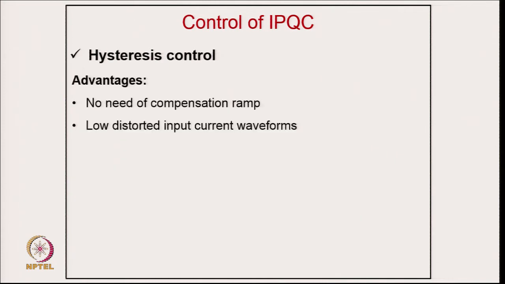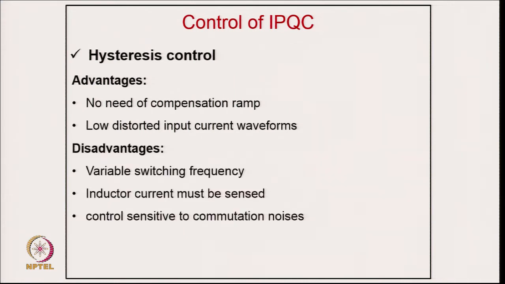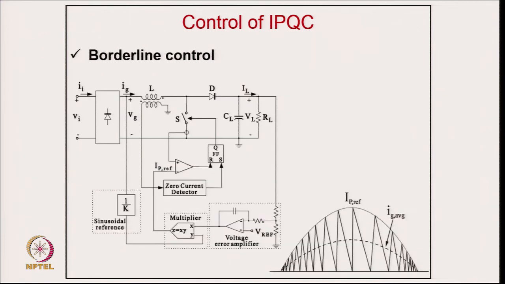The advantages: no need of compensation ramp, low distorted input current waveform. But the disadvantages: variable switching frequency, the inductor current must be sensed, and control is sensitive to the commutation noise.